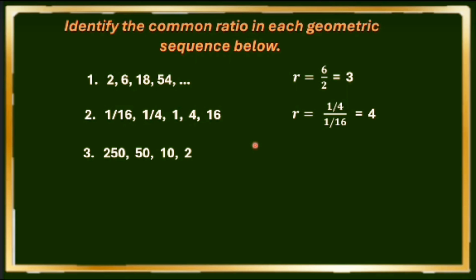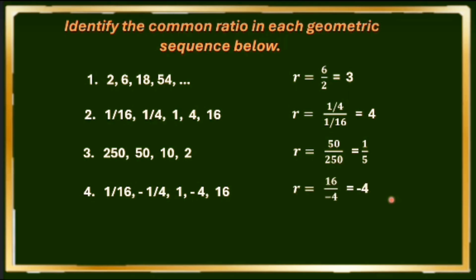Next, 250, 50, 10, 2. What do you think is the common ratio? Yes, the common ratio is 1/5. Because this is dividing by 5, so the common ratio is 1/5. Or, going back, we have 50 over 250. That's 1/5. You can also have 10 over 50. That is still 1/5. Number 4, what's the common ratio? Right, it's -4. Number 5, what's the common ratio? Okay, that's for you to think about.